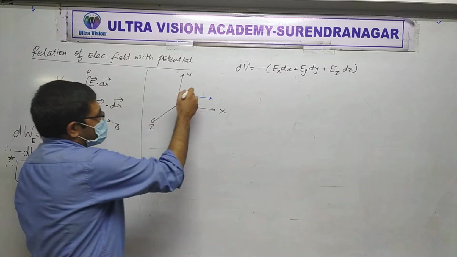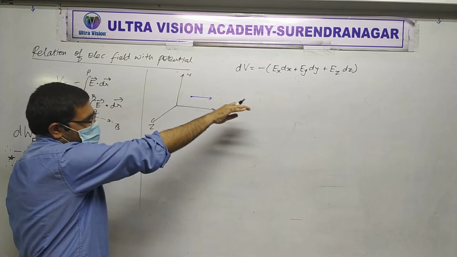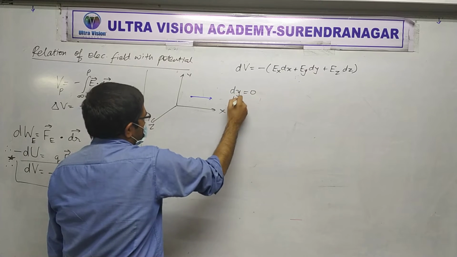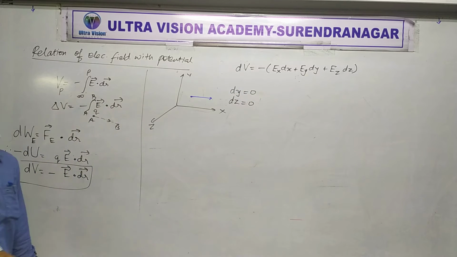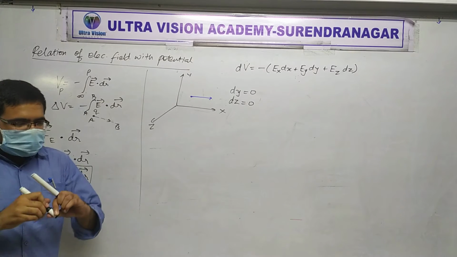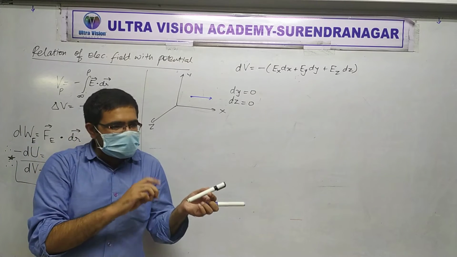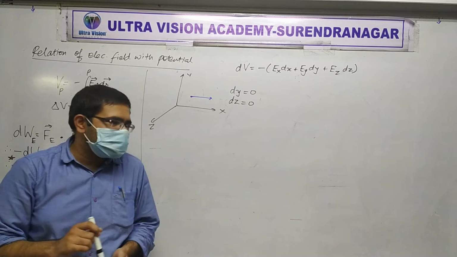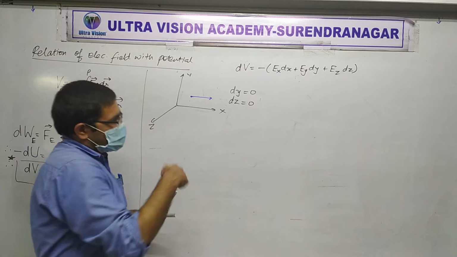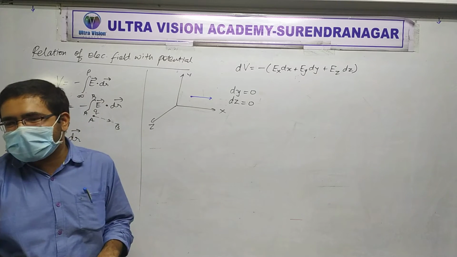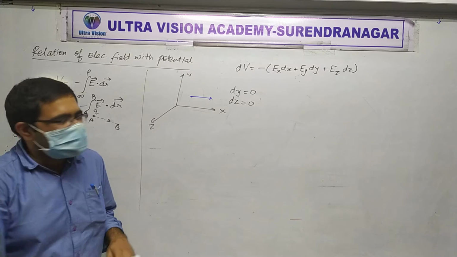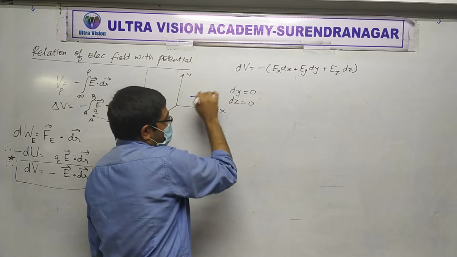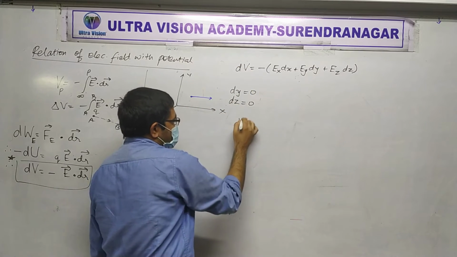Now, like I said, suppose the charged particle moves along the x-axis, parallel to the x-axis. In this case dy will be equal to 0 and dz will be equal to 0. The displacement is horizontal, so there is only an x component of displacement, but no y component and no other component. In other words, y is constant and z is also constant.